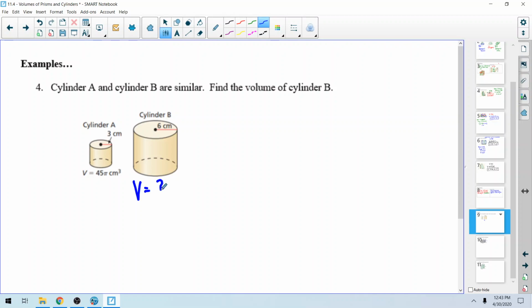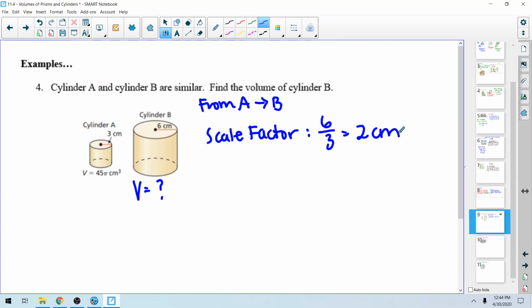and we need to find the volume of cylinder B. Now, if I'm going from A to B, remember, in order to find your scale factor, you always take the second one divided by the first one, okay? You always take your prime divided by your original. So we're going to take 6 divided by 3, which gets us 2. That's your scale factor. So if I were to take 3 and go to 6, I would multiply by 2.